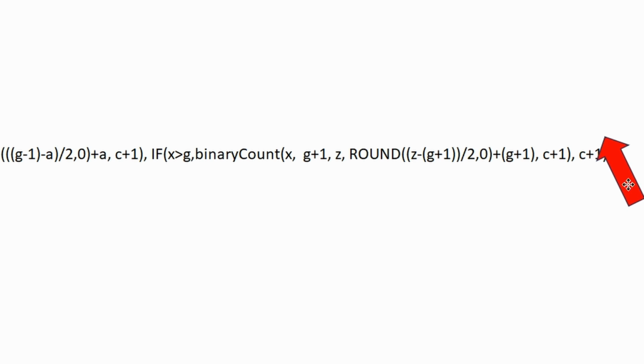And here's the last part of the logical check. If the other two were not true, then this one will be true, which will be the end of this algorithm. And the output will be C plus one.